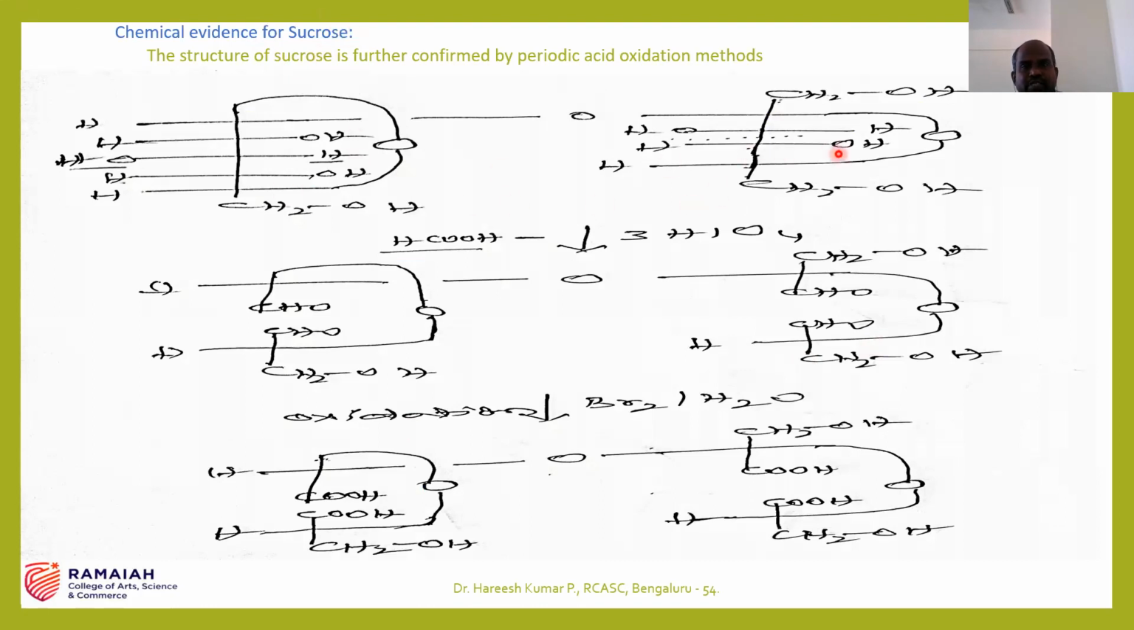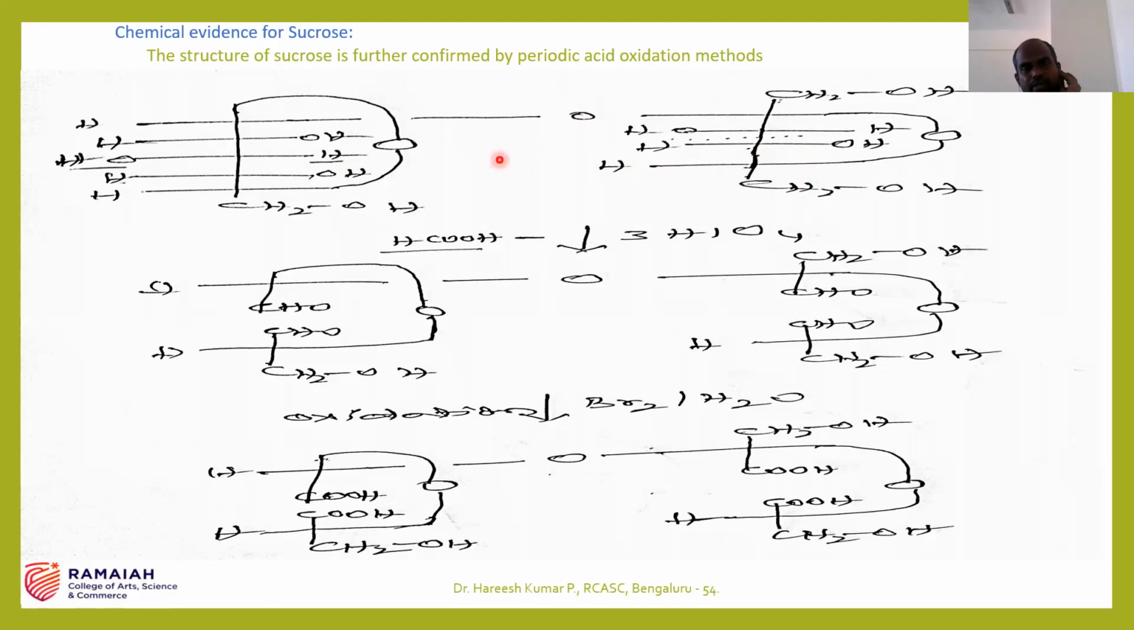So what is the name of this compound? The name of this compound is alpha D glucopyranosyl, beta D fructofuranoside. This is a prepared one. How is this prepared? By the combination of alpha D glucopyranose and beta D fructose subjected to dehydration, giving rise to glycosidic bond formation.